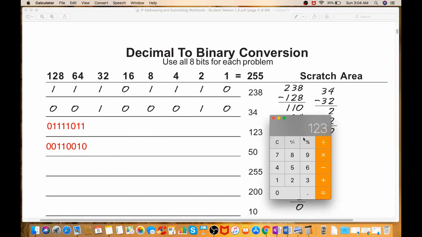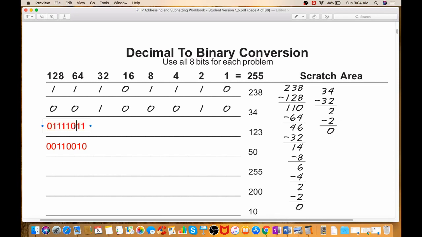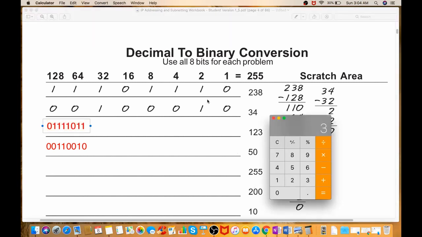So for the third one, they want us to start with 123. Does 128 fit inside of 123? No, it doesn't, so we mark the first bit as a 0. And then we subtract 64 and mark the second bit as a 1, subtract 32 and mark the third bit as a 1, subtract 16 and mark another 1, subtract 8 and mark another 1, and then does 4 fit into 3? No, it doesn't. That's why we have a 0 right here. And then we do know that 2 fits in 3 and 1 fits inside of 1, so we have 1 and 1. Now let's move on to the fourth one.